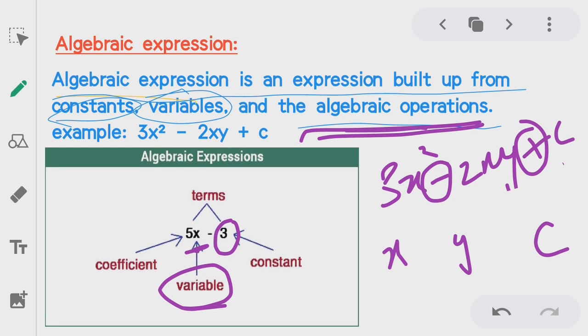What are variables in this? x is one variable and y is one variable. What is the constant in this? c is a constant. What is the coefficient of x square? 3, because 3 is multiplying with the variable x square. Here, what is the coefficient of xy? 2. What is the coefficient of y? 2x. What is the coefficient of x? 2y. So this you already learned in class 7 and 8. Now let us see what is the relation between an algebraic expression and a polynomial.